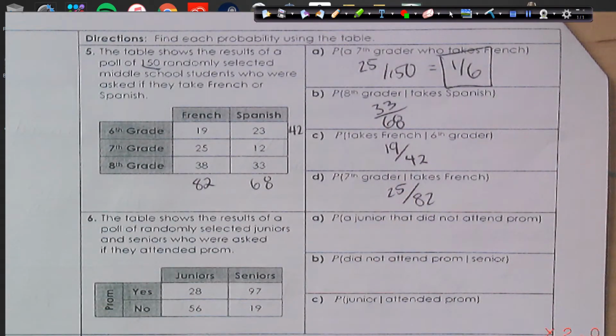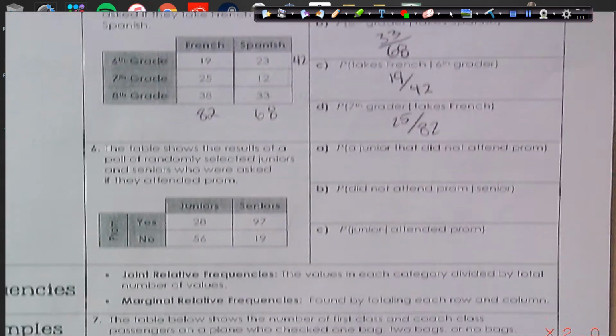So these two-way tables are a lot nicer. A lot of times the given is what we put on the bottom, and the top is what we want to find the probability of. A little faster way.